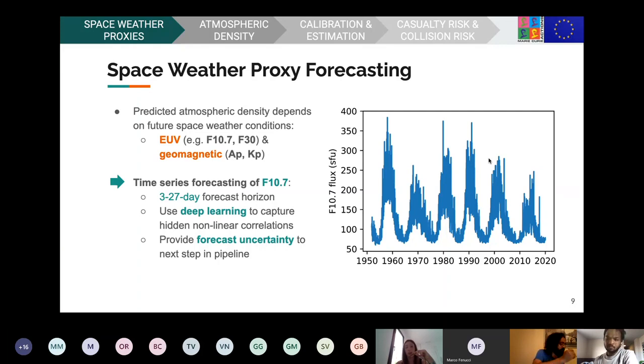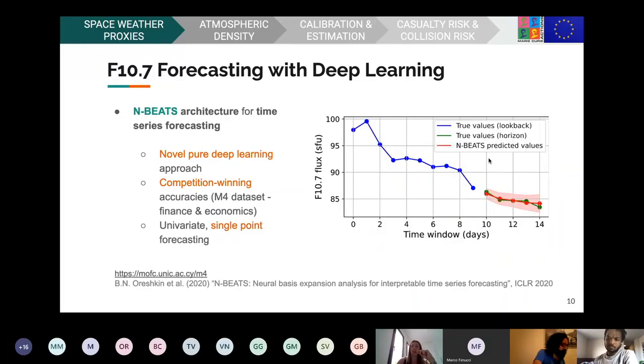And for this, we want to exploit state-of-the-art deep learning techniques for time series forecasting. Time series forecasting is very valuable to many fields, such as finance, economics, and business, and there is a well-known competition series hosted on the Kaggle platform, which is devoted entirely to forecasting based on hundreds of thousands of different time series with different forecast horizons.